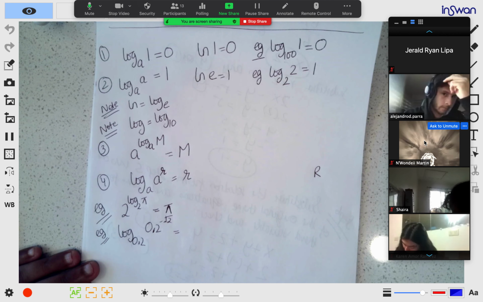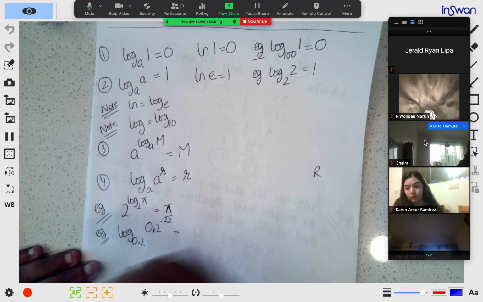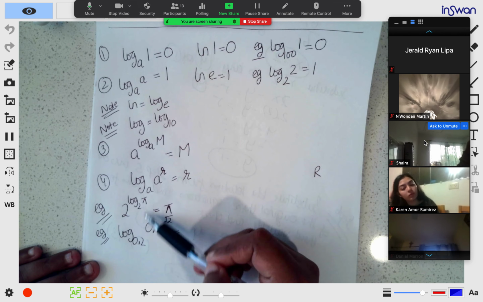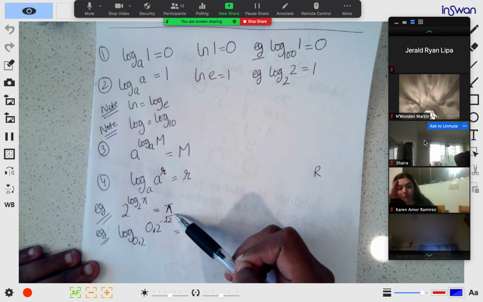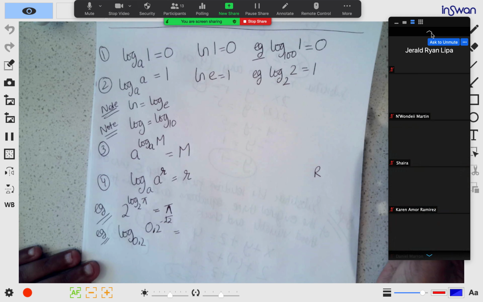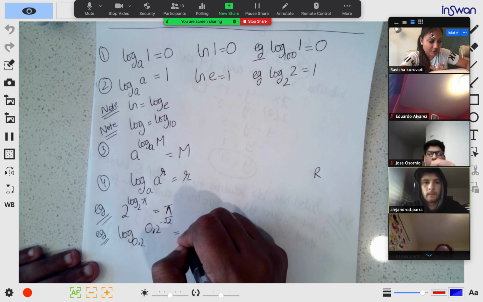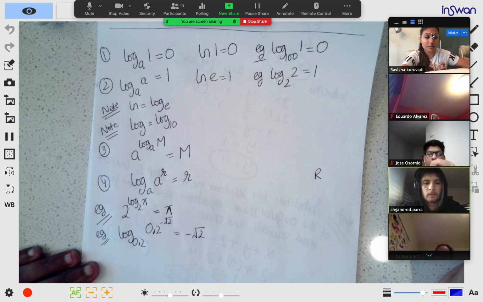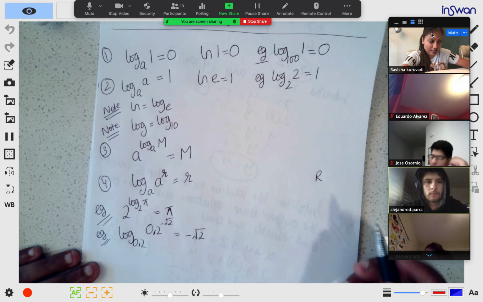How does it look? It looks like here, see. Log, here also the same base, here also 0.2 raised to the power negative square root 2. It will be equal to what? It will be equal to negative square root 2. Basically the same base and the base of this exponent, they just cancel and you're left with negative square root 2. Let's do one more example.